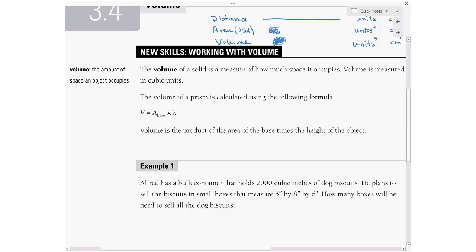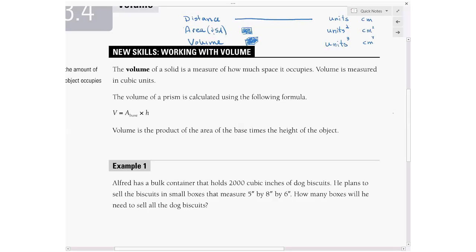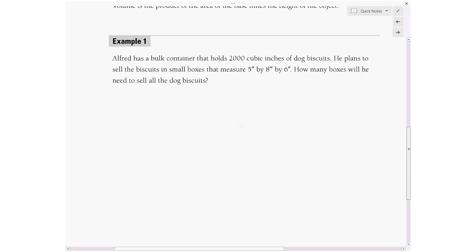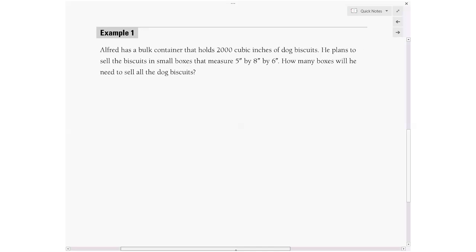So in example 1, we have Alfred. He has a bulk container that holds 200 cubic inches of dog biscuits, and he wants to sell the biscuits in smaller boxes that measure 5 by 8 by 6, and we want to know how many boxes he will need to sell the dog biscuits. So he's got 2,000 cubic inches, and he's got these smaller boxes. They're 5 by 8 by 6.